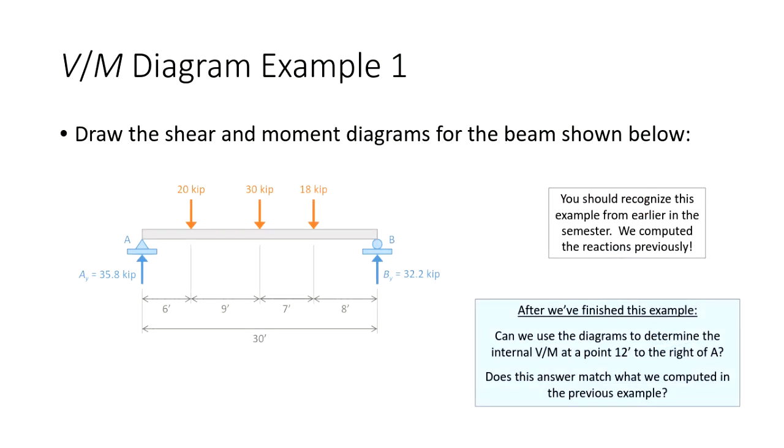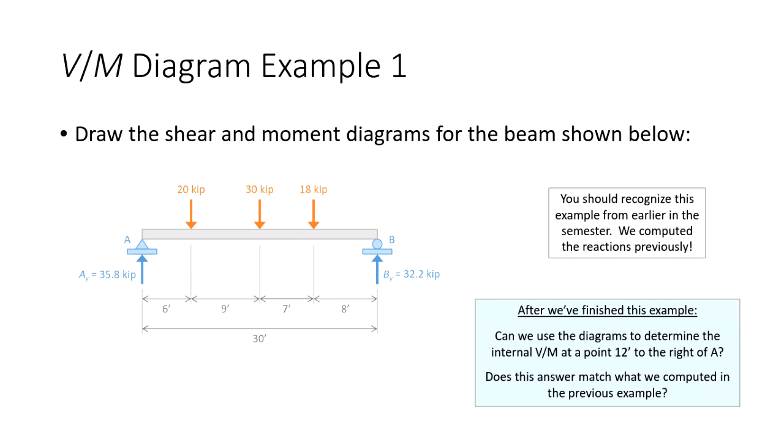Okay, so first off, you should recognize this example. We've actually looked at this example a few times. This was our very first reactions problem. So you can go back into your notes and see how did we get that the AY reaction was 35.8 and how did we get that the BY reaction was 32.2. You can look that up pretty easily.